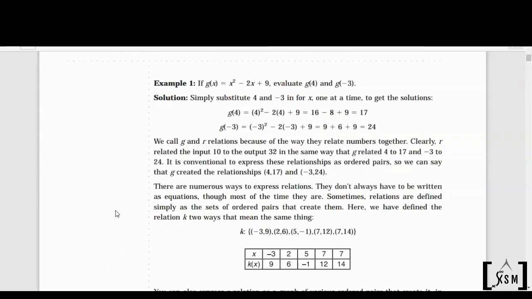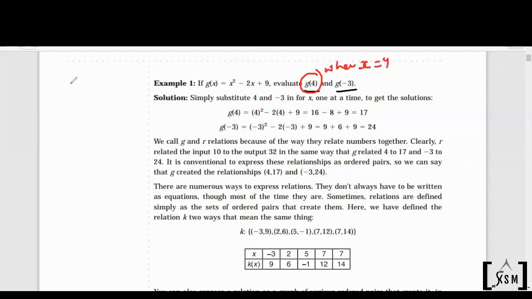Have a look at example 1. It says g(x) is x square minus 2x plus 9. We have to evaluate g(4) and g(-3). So calculating g(4) means to find the value of g(x) when x is 4. g(4) means when x is 4, what is the value of the g(x) function?